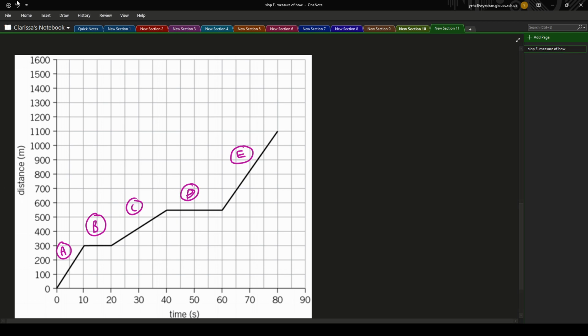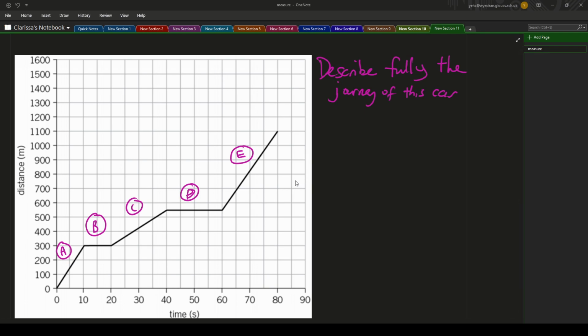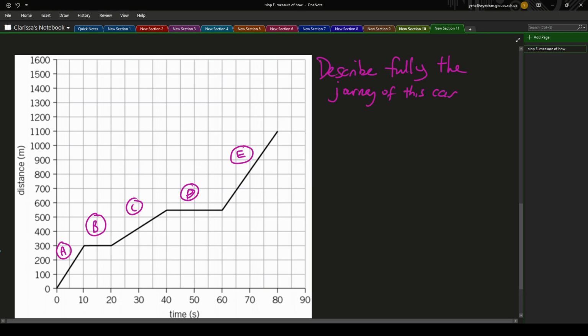So let's break it down. What if a question asked, describe fully the journey of this car? Let's say this was a car. Describe fully the journey of this car. So, let's start with the first part of its journey, the first thing it did. In 10 seconds, it went 300 meters.